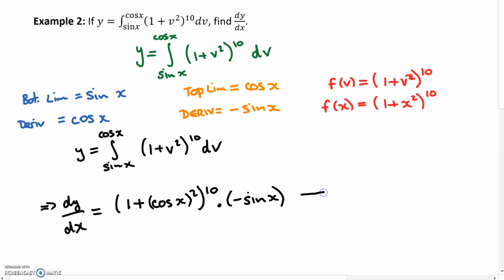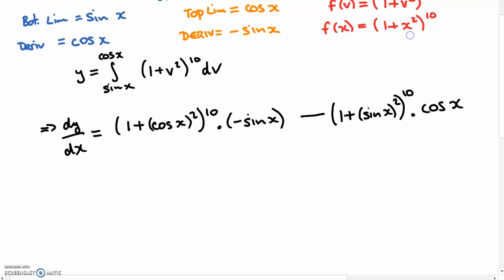And then you subtract, and what you do now is put in the bottom limit for x. So it's going to be (1 plus sine squared x) to the power of 10 by the derivative of the bottom limit, which is cosine of x.